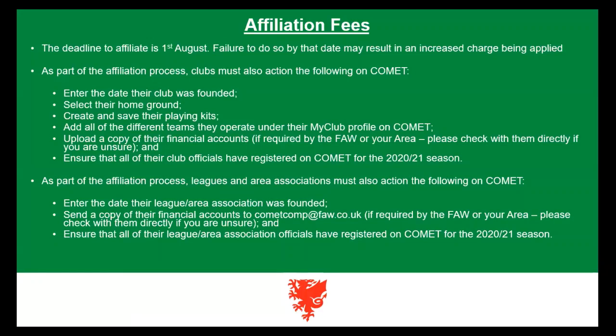As part of the affiliation process, there are also some additional things you need to do to prepare. That is fairly straightforward, and I'll go through it in a video in a moment, but just to list them briefly, you need to enter the date that your club was founded, select your home ground on your My Club page, create and save your playing kits, add the different teams you operate in your My Club profile, which, as we've mentioned, you'll need to do for club affiliation and to enter competitions as well. Upload a copy of your financial accounts if this is required by the organisation that you're affiliating to, and make sure that all your club officials are registered on COMET.